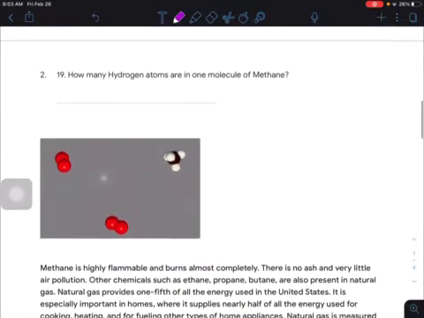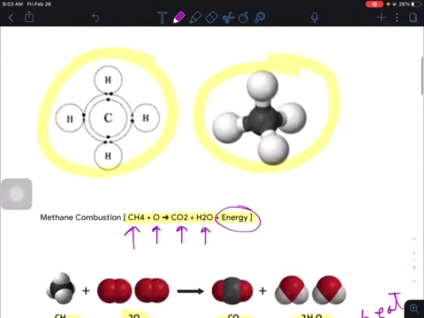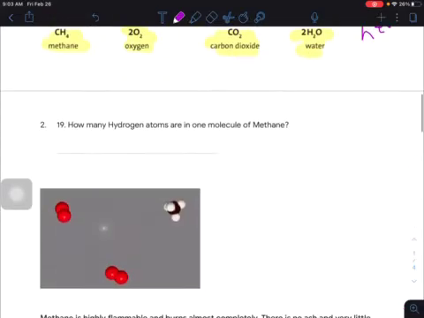Number 2, how many hydrogen atoms are in 1 molecule of methane? This is right here. We've got 1, 2, 3, 4 hydrogens for every 1 carbon.